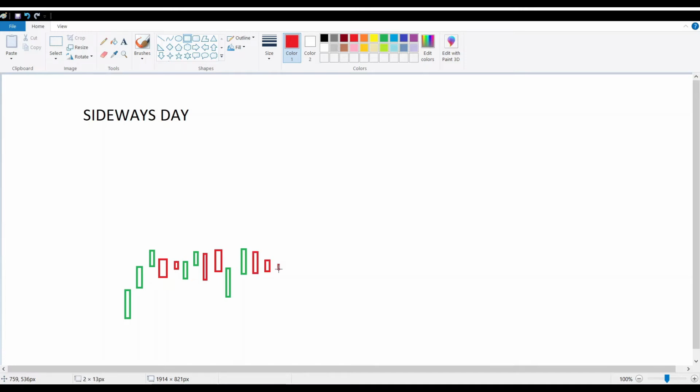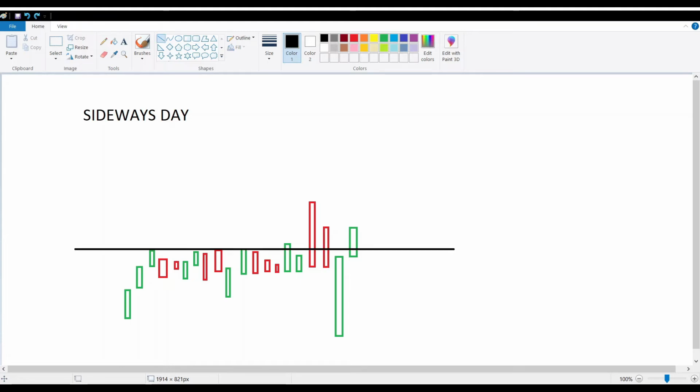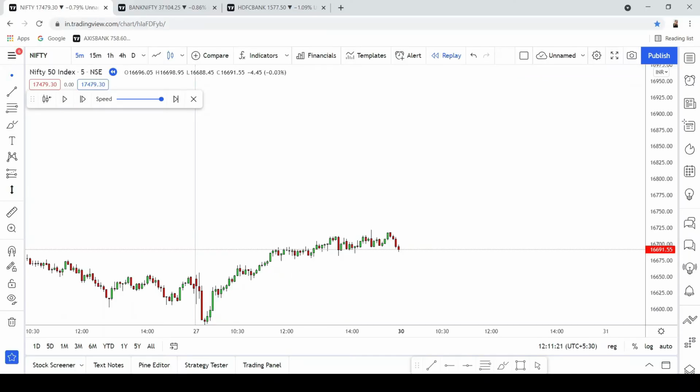Now, it is my firm belief that not every trading day should be a trading day. Many traders believe that since they are traders, they must be in a trade at all times. You should only trade when the circumstances are the most favorable for a profitable outcome, and in a sideways market, it is often difficult. So this is somewhat how a sideways day looks like.